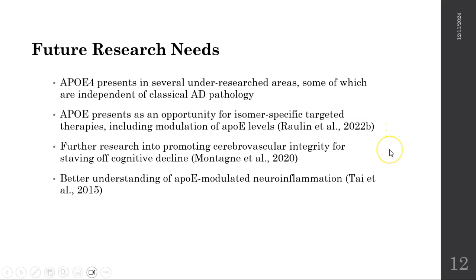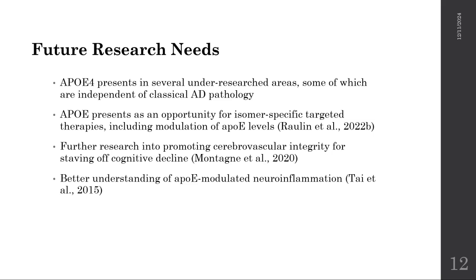Further research is also needed in promoting cerebrovascular integrity, which, as more research has been coming out, demonstrates that this integrity plays a crucial role in staving off cognitive decline, again, independent of Alzheimer's disease, but is obviously exacerbated in patients who do suffer from Alzheimer's. So placing more research into this field to understand how we can promote the cerebrovascular and blood-brain barrier integrity is important in the upcoming years.